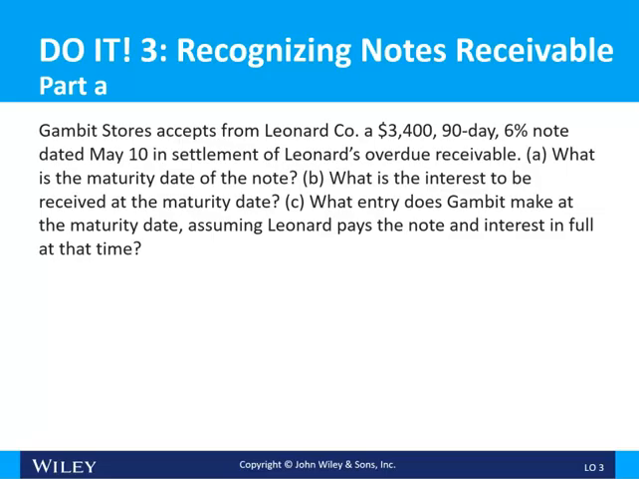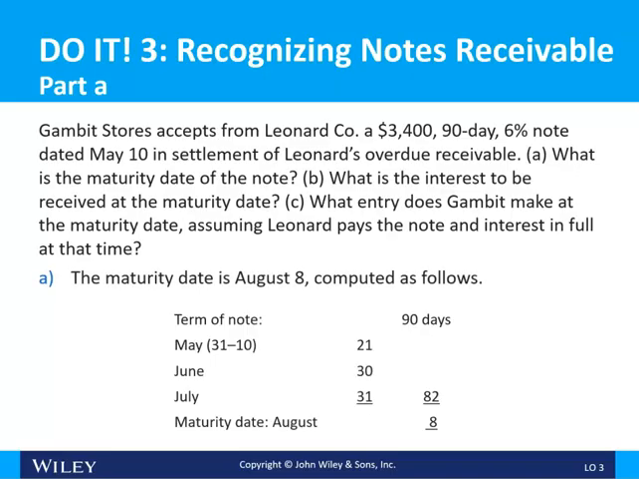So the maturity date. It's August 8th. How do we get there? It's a 90-day note. We don't count the date the note was written, May 10th. So we look at 31 days in May minus the 10th, so 21 days remaining after it was written. Then 30 days in June and 31 days in July. That gives us 82 days, so we're not to the 90 yet. The maturity date then is 8 days into August, August 8th.